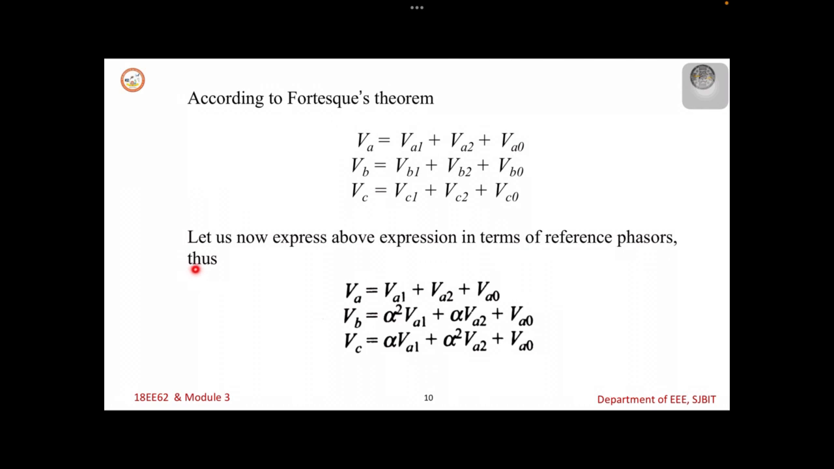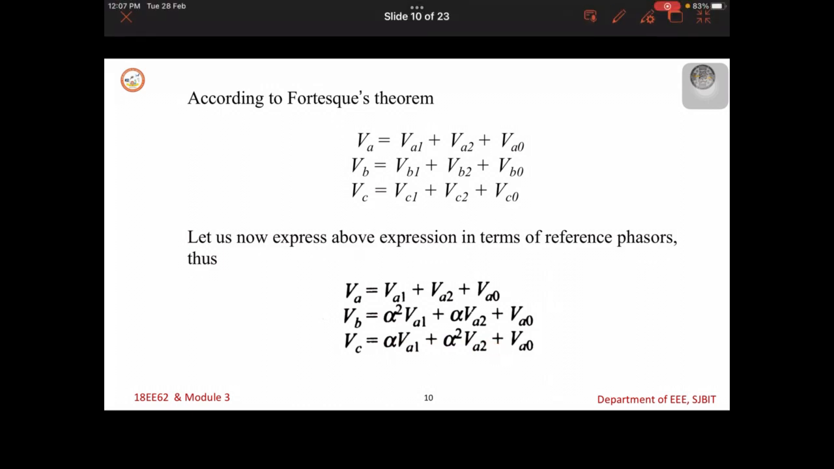So next let us express the above in terms of reference phases. That is, here VA is VA0, VA1, VA2. In terms of VA we can represent VB. So VB1 is nothing but A square VA1. VB2 is nothing but A times VA2. So similarly we can write this. Example, I will tell you.